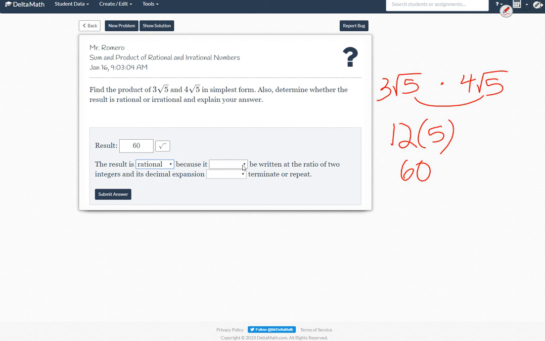Because it can't. A ratio is a fraction. If I wanted to write 60 as a fraction, how would I do it? Not over 100, no, over 1. And then as a decimal, it does terminate. It stops. It doesn't go on forever. If the square root would still be there, it's because it goes on forever. So look, long story short, if you're going to answer rational, it's can and does. If you're going to answer irrational, it's cannot and does not.